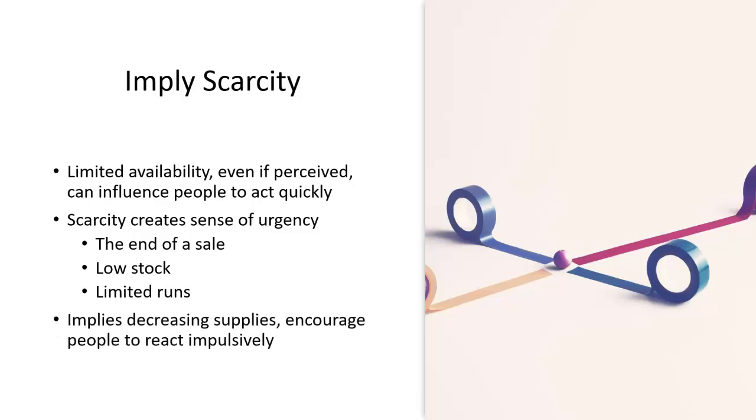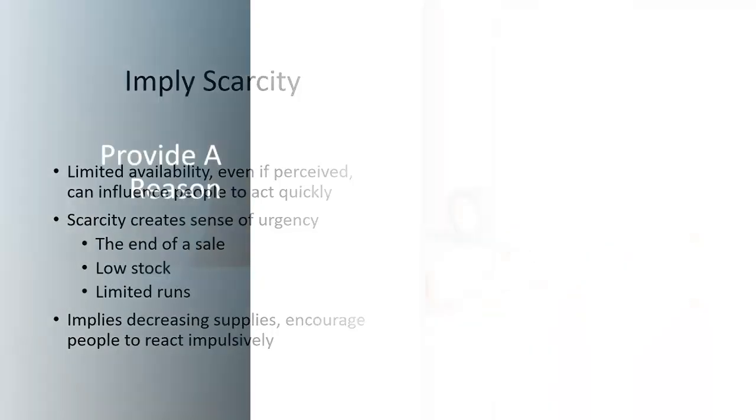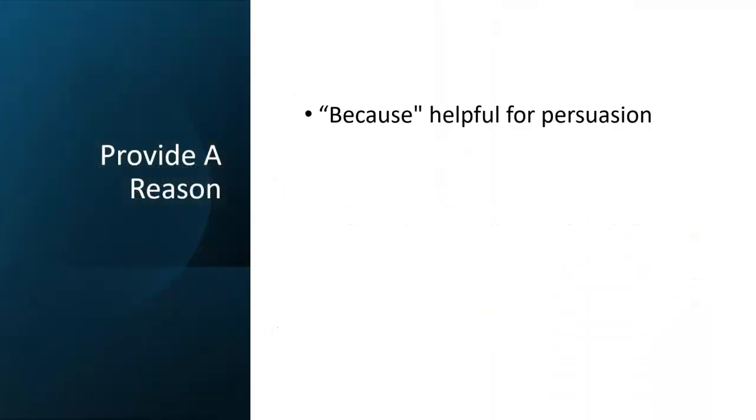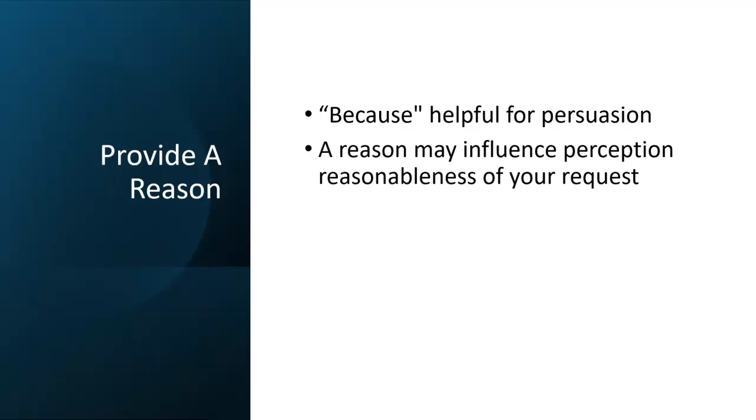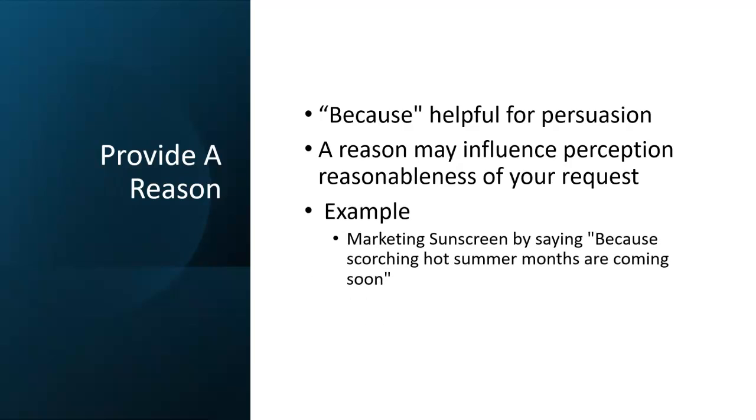Simply implying that supplies are decreasing encourages individuals to act impulsively. When you're acting impulsively, you don't really think things through and you make the sale or you agree to what someone's trying to persuade you of right from the start. You can also provide a reason as to why the people you're trying to convince should do what you're asking them. Using things like because is helpful because it gives you a reason. This reason may influence the perception that the request you are asking is actually reasonable. It's not outlandish. It makes sense that you can ask them to do this.